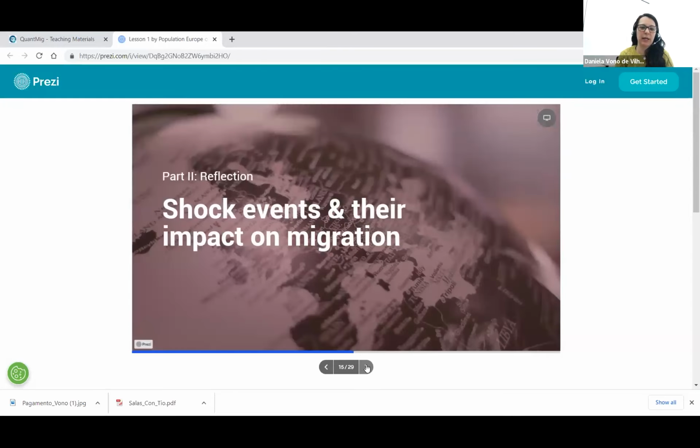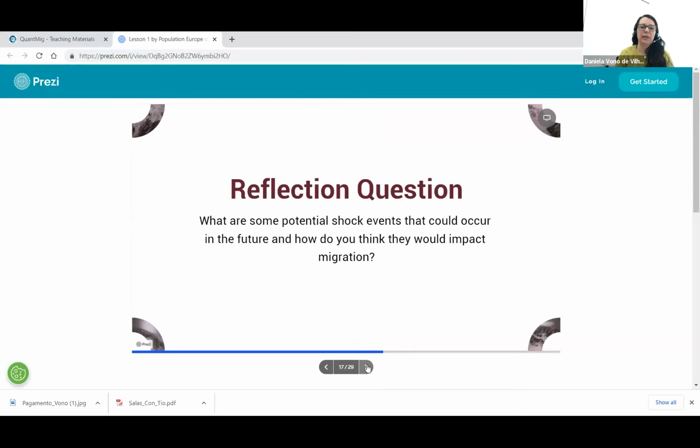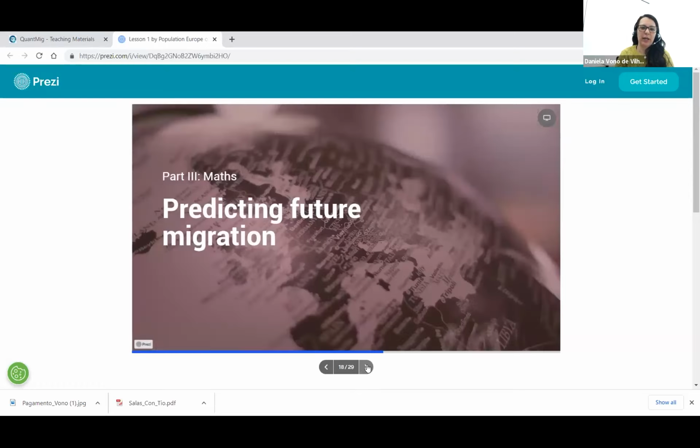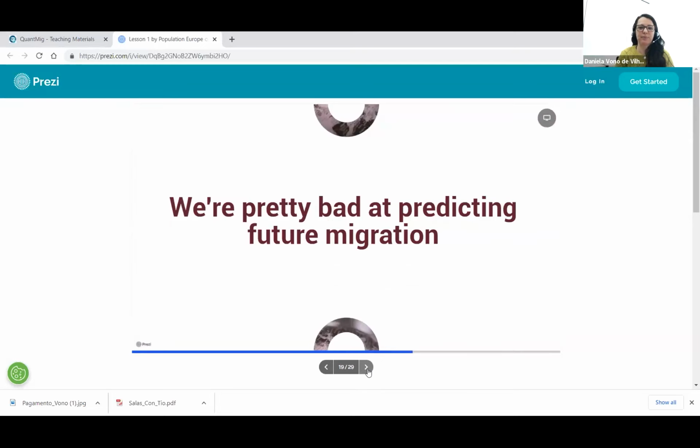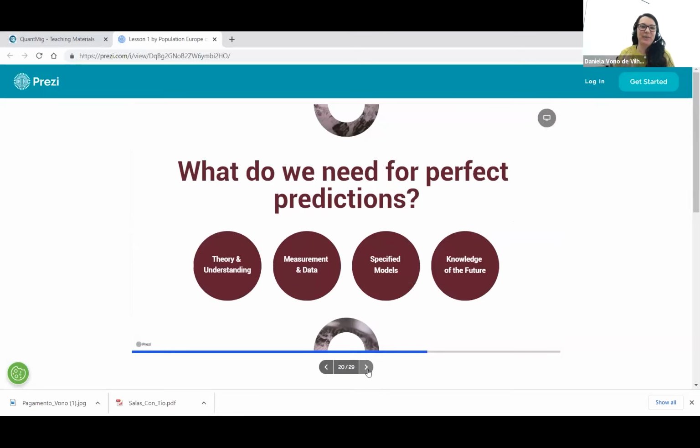Shock events and the impact of migrations, more reflection questions, and then we go on predicting future migration. And we start with that. We are pretty bad at predicting future migration. So people don't think it's a straightforward answer. No, so what do we need? You need many things, and it's not easy, it's complex.